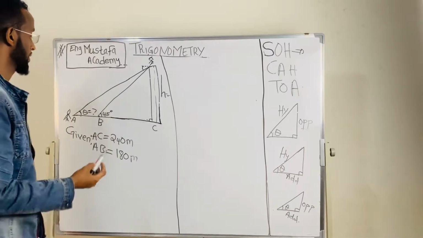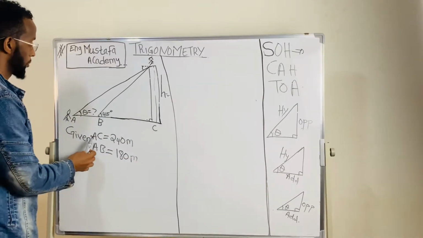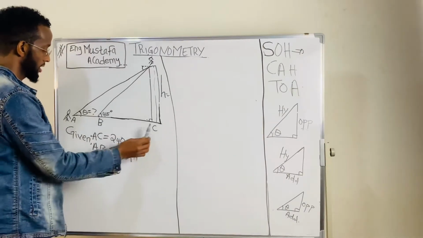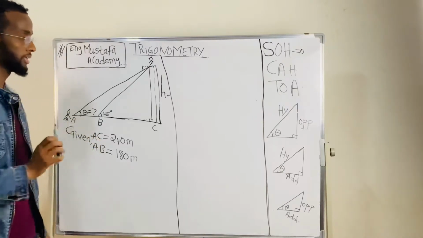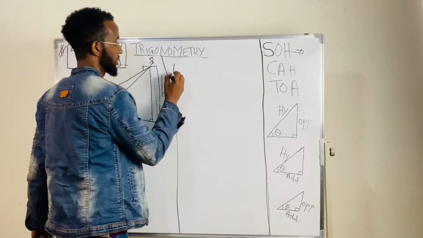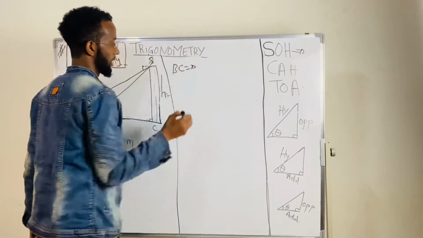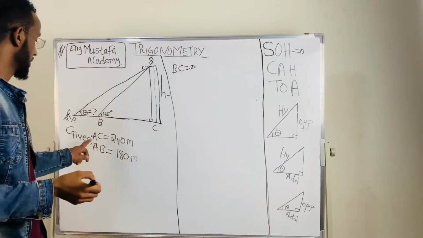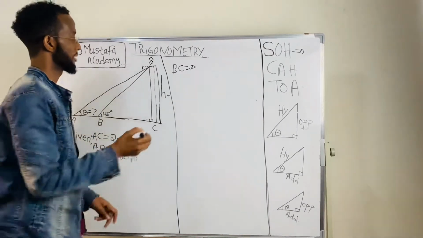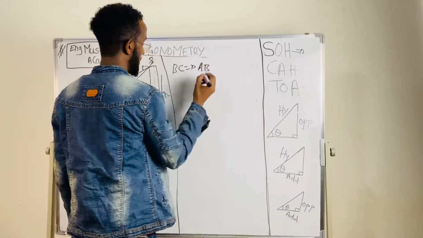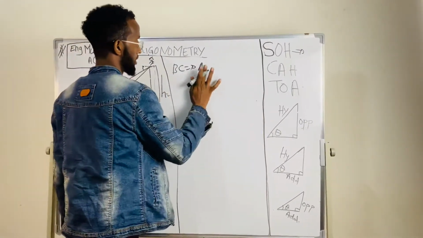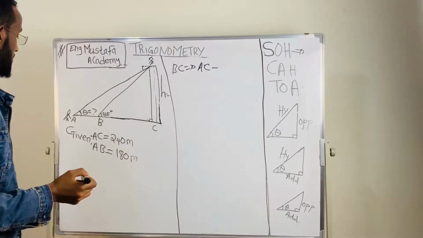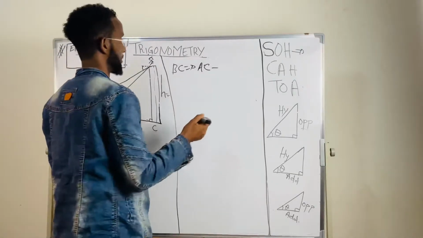How? Very simple. We have BC. Can we find BC? No, we don't have it. We have not been given BC here, but we have been given AC, and also we have been given AB. Good. How can we find BC? First, we have to know BC. We can get BC by saying AC minus AB.